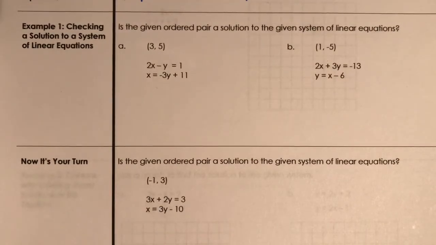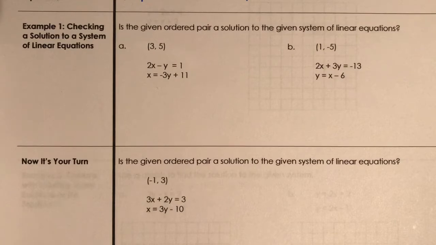So let's look at example 1. Checking a solution to a system of linear equations. Is the given ordered pair a solution in the given system of linear equations? That's a lot of words. So let's look at equation A. I have ordered pair (3, 5), and then I have equation 2x minus y equals 1. The second equation is x equals negative 3y plus 11.